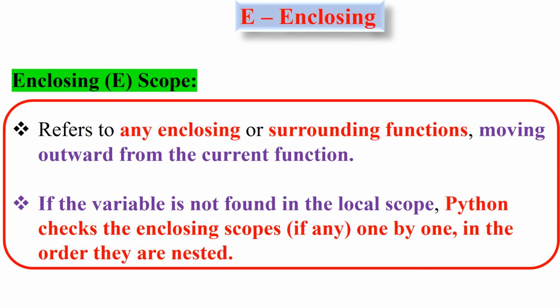In LEGB rule, E stands for enclosing. Enclosing scope refers to any enclosing or surrounding functions, moving outward from the current function. If the variable is not found in the local scope, Python checks the enclosing scopes, if any, one by one, in the order they are nested.